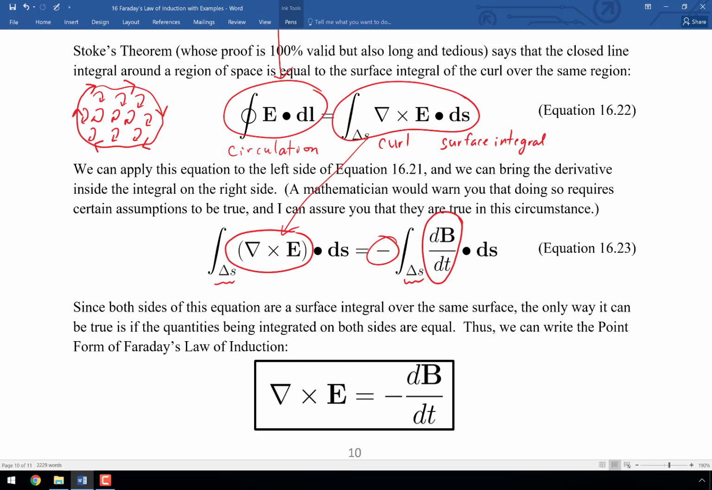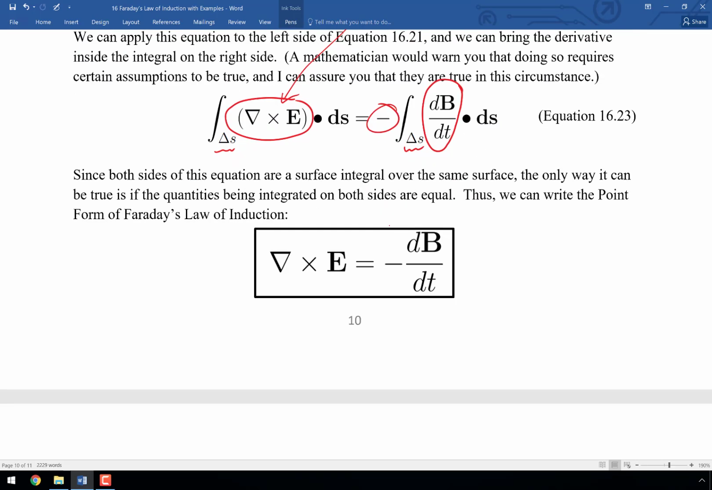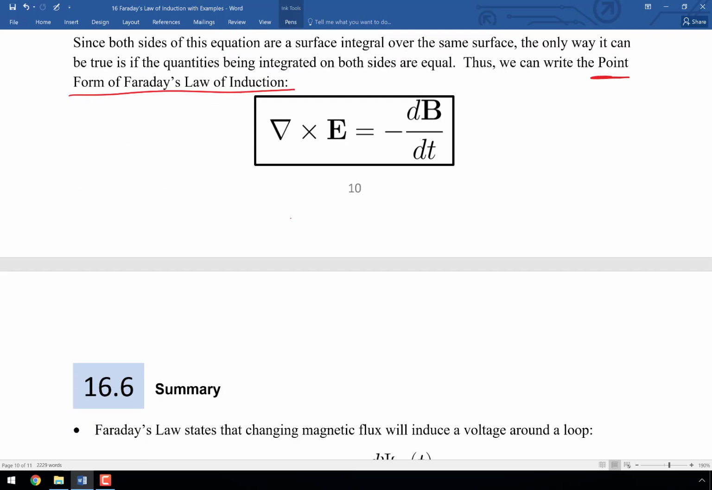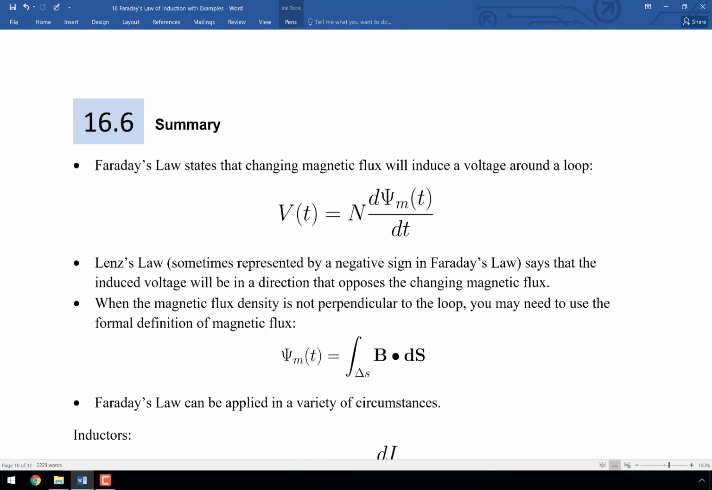If two surface integrals of two different quantities over the same surface are equal, then the quantities must be equal. And so we find that the curl of E is equal to negative dB dt, and that is the point form of Faraday's law. So this is the point form of Faraday's law of induction. So we have both the integral form and the point form, and we can work with both of those equations.